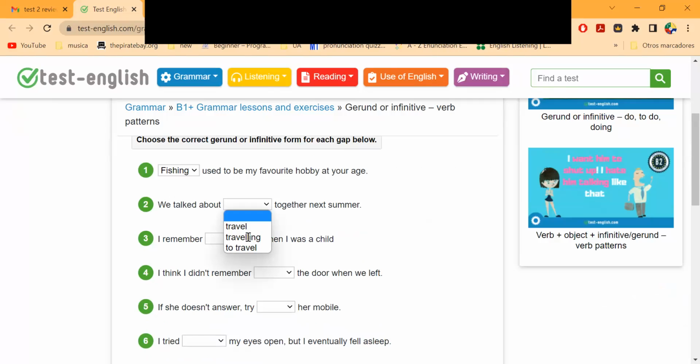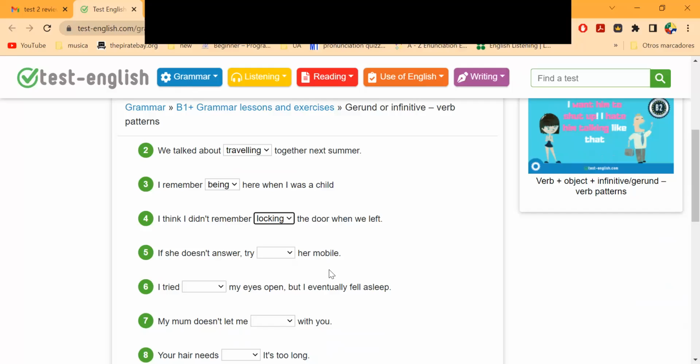Traveling. I remember here when I was a child. Being. I think I didn't remember the door when he left. Lacking. If she doesn't answer, try her mobile. Calling.